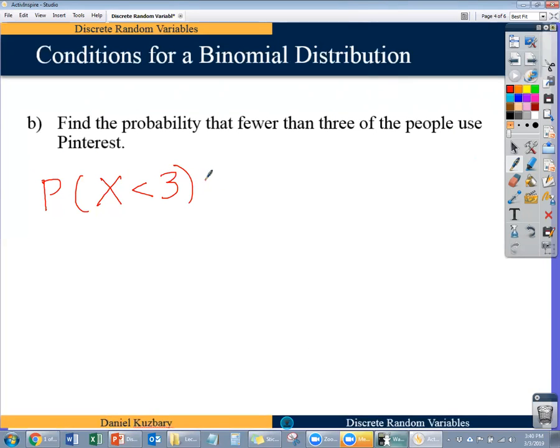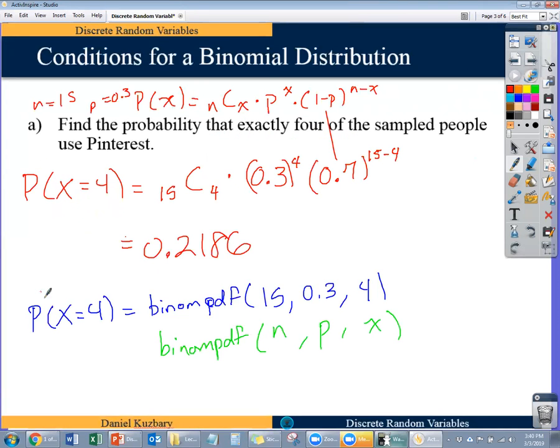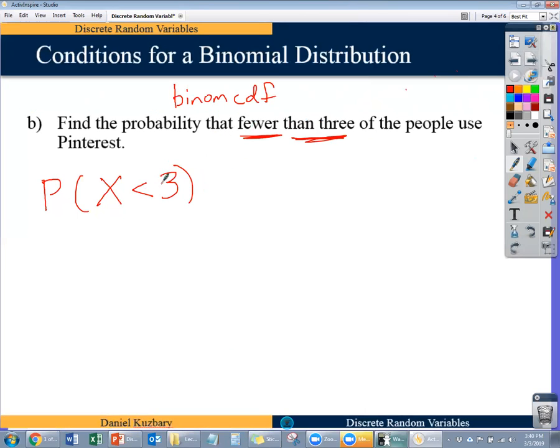which is equal to, well, I'm going to do it like this. So there's another function in the calculator called the binom CDF, and that's the one we're going to use for this idea of being fewer than something. So the binom PDF was the one we used for X is equal to something. The binom CDF will give us, I think, less than or equal to. So not a strict less than, but this will give us a less than or equal to.